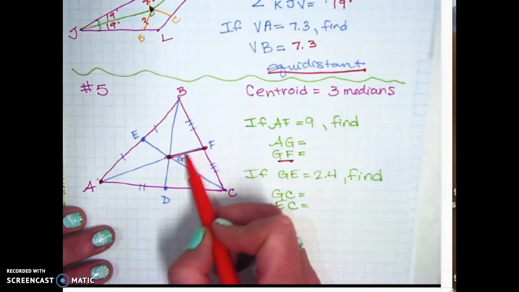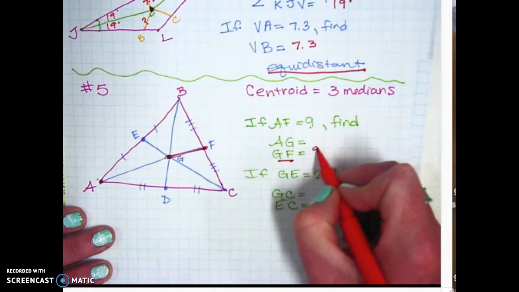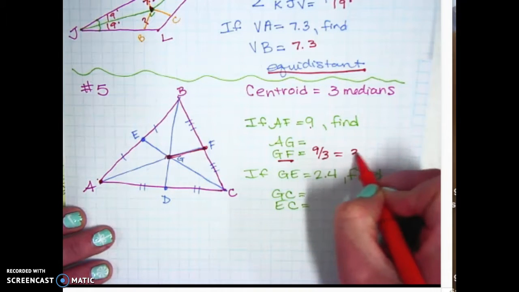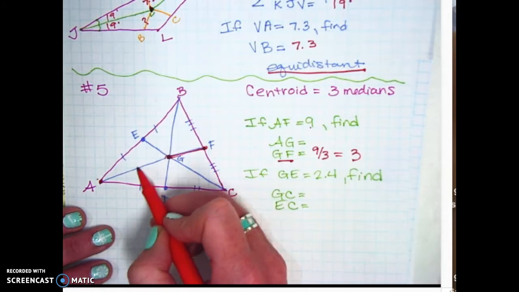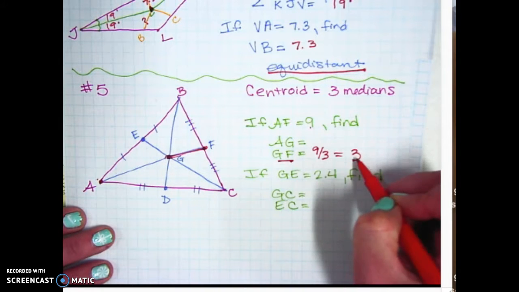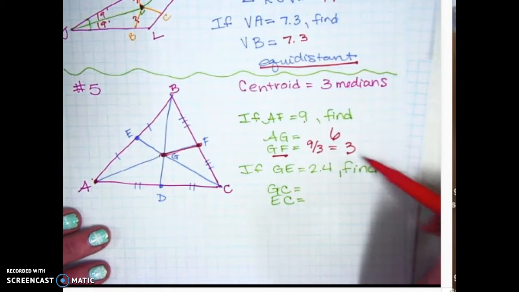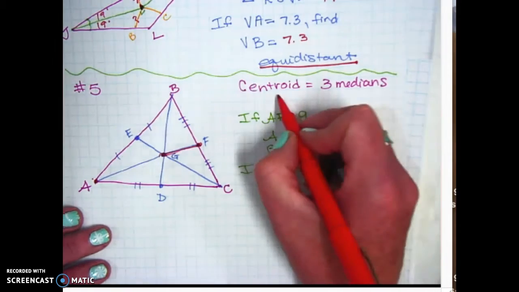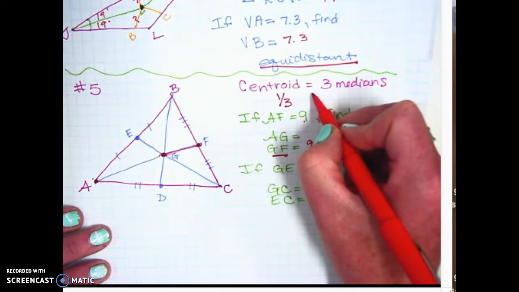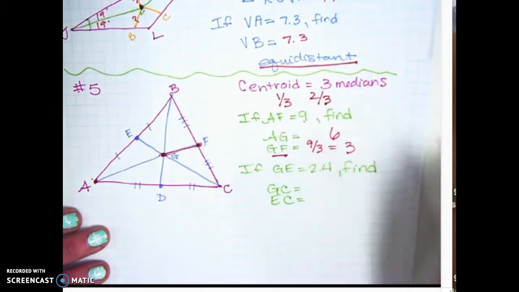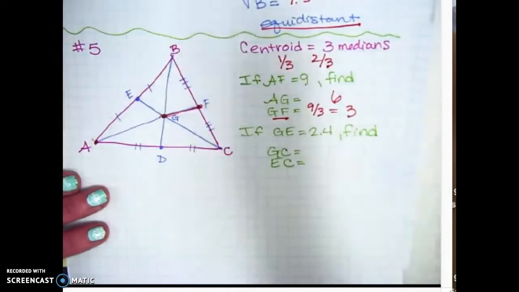Because to get the smaller piece, I just take the 9 and divide it by 3. So that's 3. So that means AG is going to be the 2/3. So I'm going to take that 3 and multiply it by 2. That should be 6. So this is the one that's the 1/3, 2/3 relationship. Okay? So let's try one more.